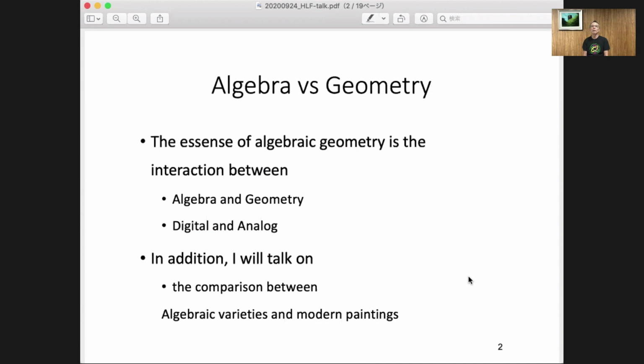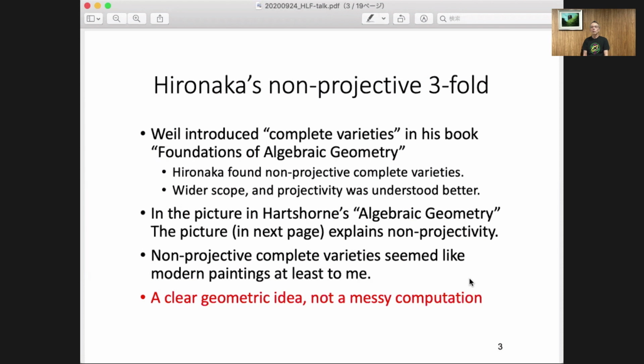So I suppose the audience is at the youngest junior or senior in college, the university, or PhD students or postdocs. So I start with my experience in my junior days. When I was in the third year, a junior, Professor Hironaka visited Kyoto from Harvard, and he gave an introductory course. At a certain point, I met him in the cafeteria, and I asked him a question about a non-projective threefold, and this was how it started. So this slide is Hironaka's non-projective threefold.